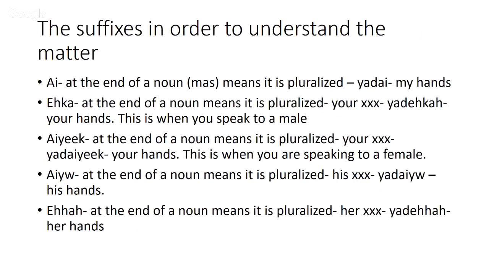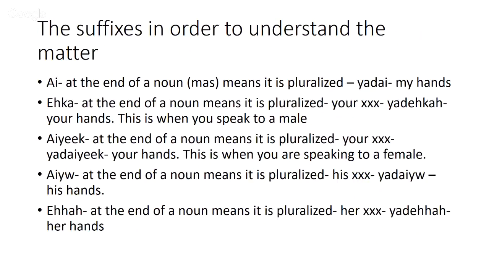Now, the next thing we want to go over is Aiwa. Ai at the end of a noun means it is pluralized. His whatever. Yadaiwa, his hands. Okay, so we can gain an understanding of what we're talking about in that particular regard. All right. Tapaiwa, his drums. Okay. Nashaiwa, his wives. Okay, so we can gain an understanding in this particular regard of what we're talking about.